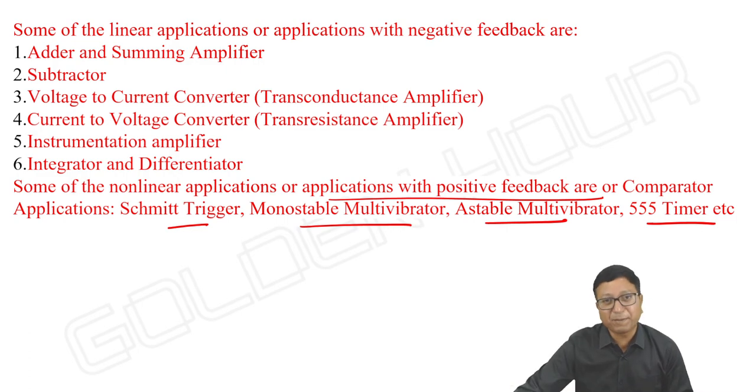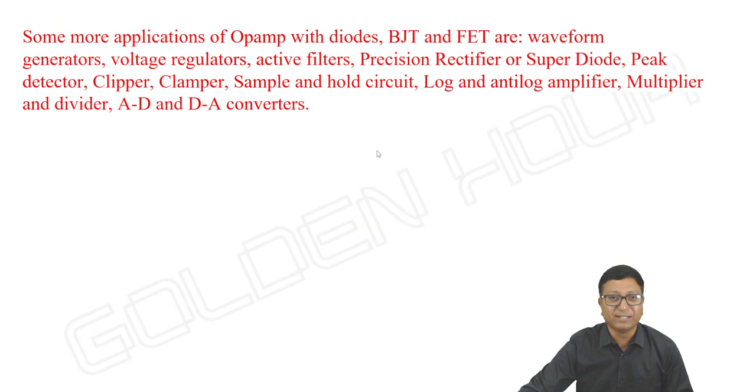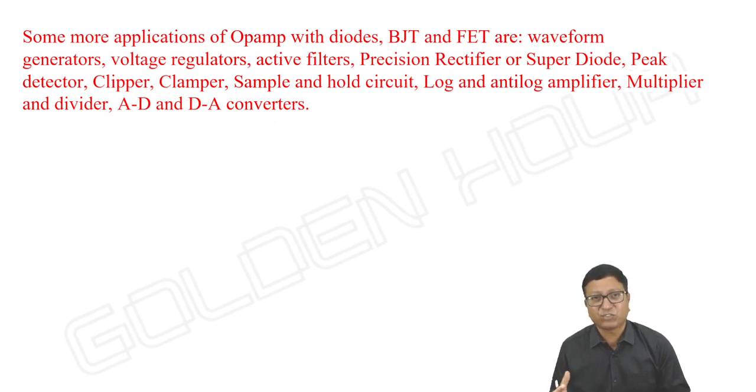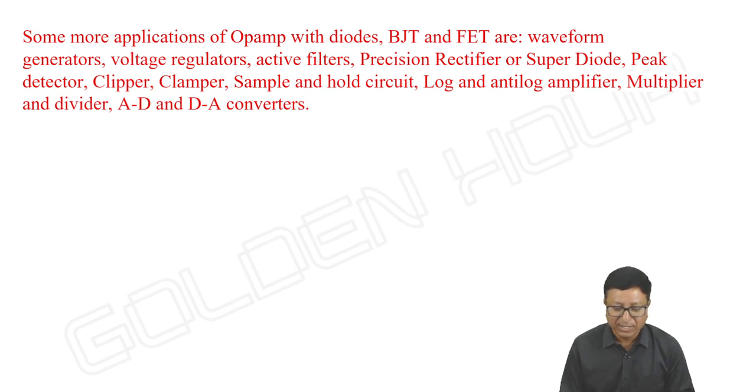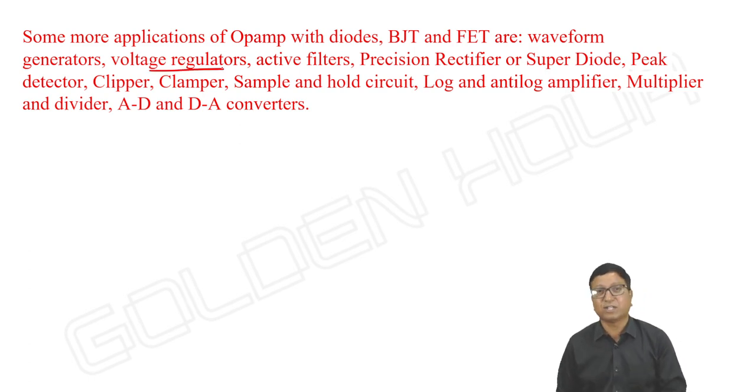And there are some more applications of op amp with diodes, BJT, FET, with RC passive components and all, like waveform generators, such as triangular wave generator, sine wave generator, square wave generator. Of course, monostable multi means it's a single pulse generator, and astable multi means square wave generator. Regulators, we studied regulators using diode, BJT. Now you will see the regulators using op amp.